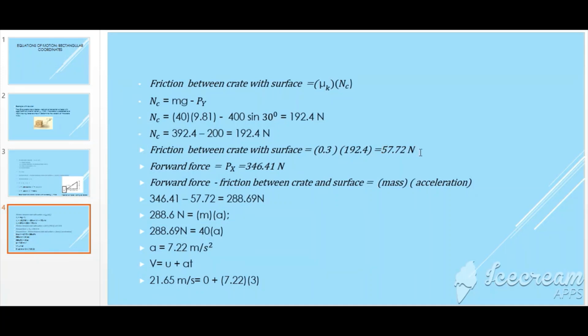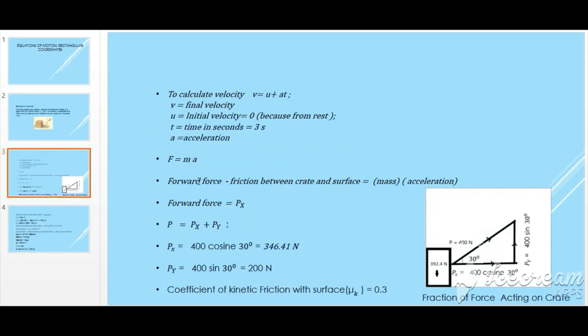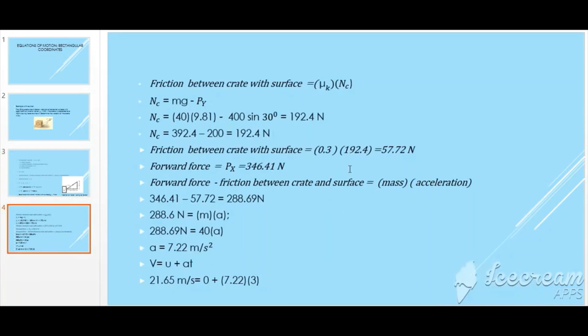So we come back to the original formula, that is Px minus friction, that is 346.41 minus 57.72, which equals 288.69 Newton.